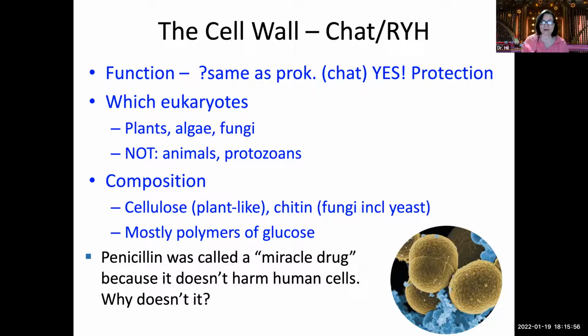Of course, we talked about penicillin. It's a miracle drug. It doesn't harm human cells. Why not? Because what is it targeting? What is penicillin targeting specifically? That's right. Specifically, it targets the cross-links in peptidoglycan of gram-positives. Human cells don't have that. They don't have a cell wall. They don't have peptidoglycan.